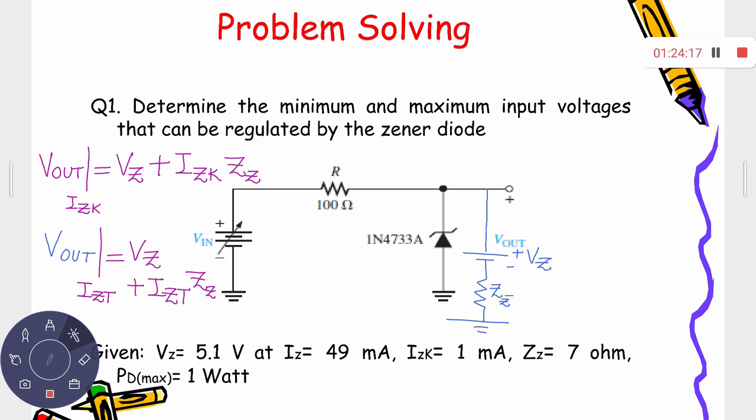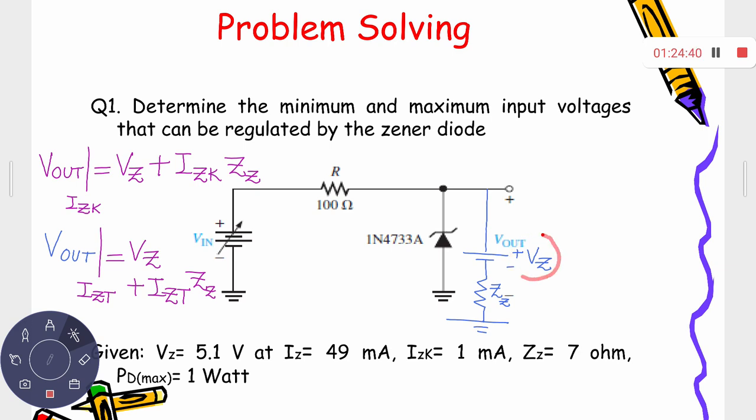No, without VZ also you can calculate, there is no doubt about it. Okay? Yes, sir. Sir, what is the voltage V out at IZK? Sir, when I goes to IZK, then what is the value of VZ? This value of VZ is always the same.